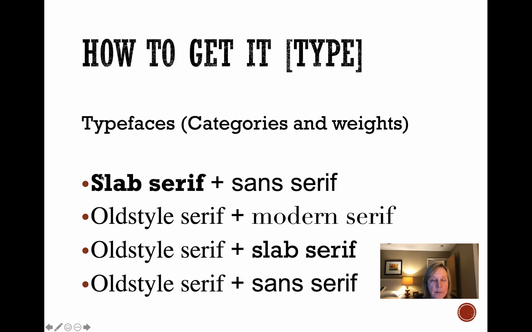Here we have a bold slab serif, right, with a sans serif. So 2 different categories as well as 2 different weights. The rest of my examples are just different categories. Old style serif with a modern serif, old style serif with a slab serif, and an old style serif with a sans serif font.